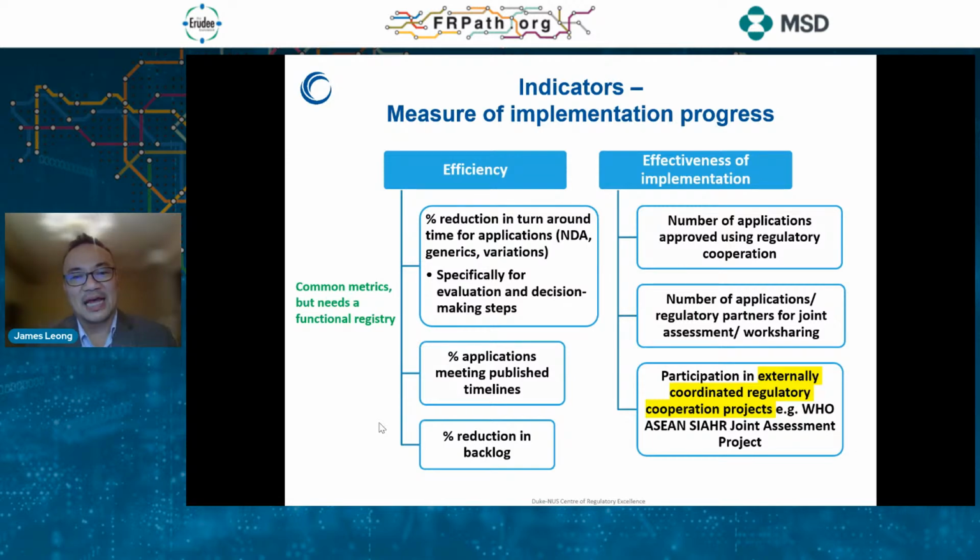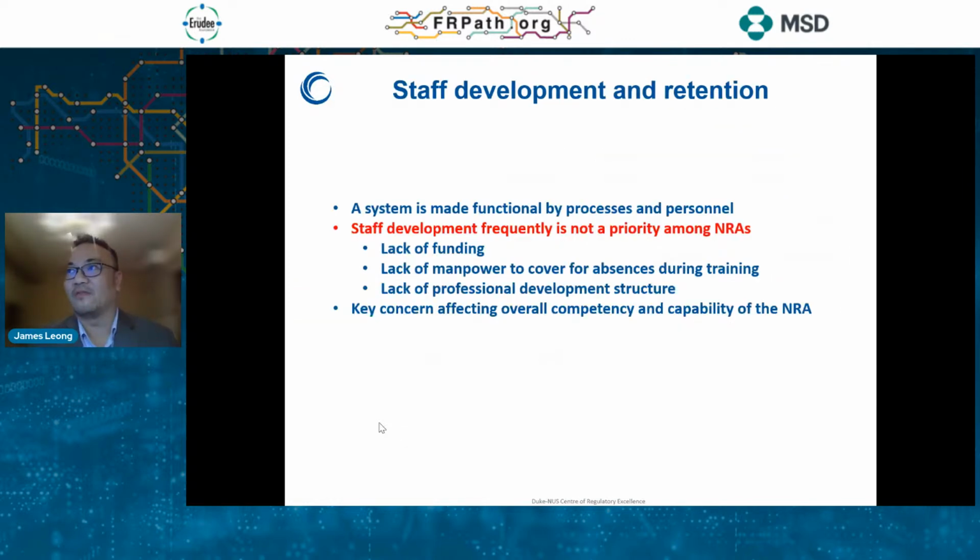Having said all these, I just want to put particular emphasis on one element that has very often been neglected, which is the investment in human capital. While we're interested in improving the system, and in measuring metrics, numbers and data to support a decision, this is really at the expense of the staff, who are in fact part of the system itself. So staff development frequently is not a priority amongst the NRAs. There is a lack of funding, a lack of manpower to cover for those people who are going on training, and there's also a lack of a structure to even develop them.